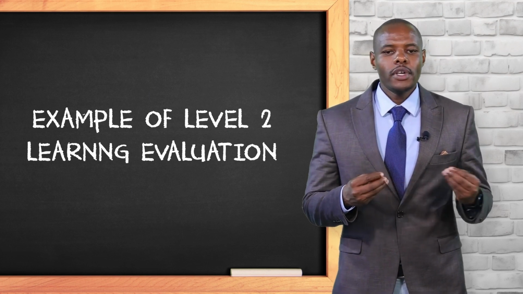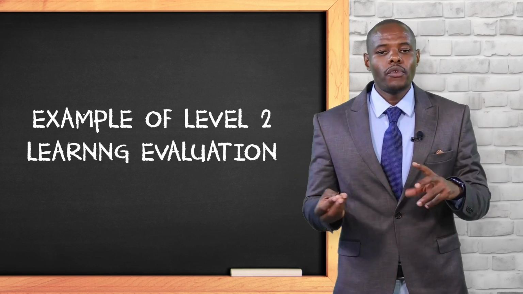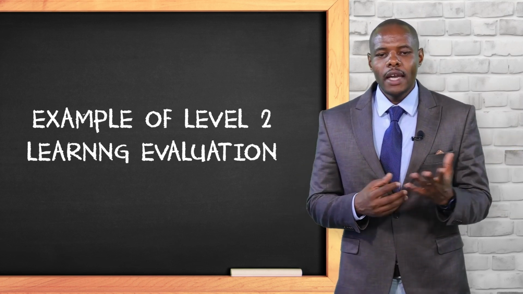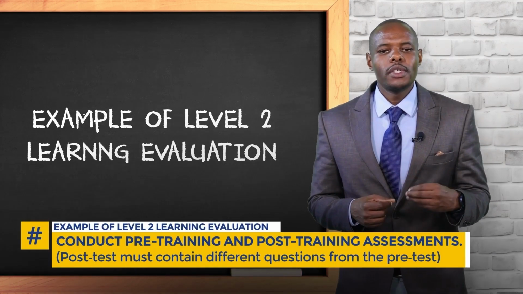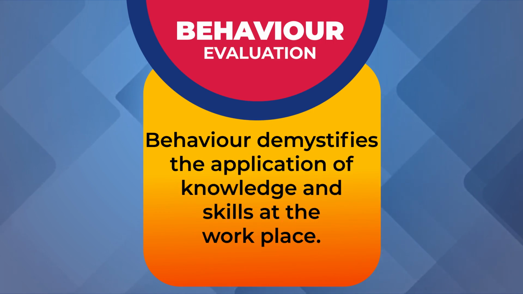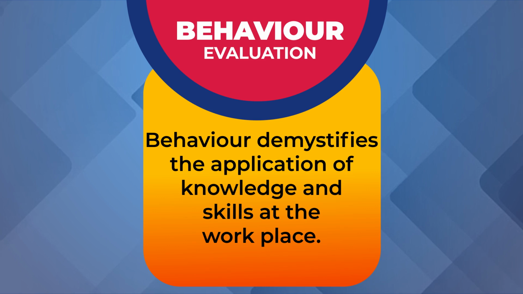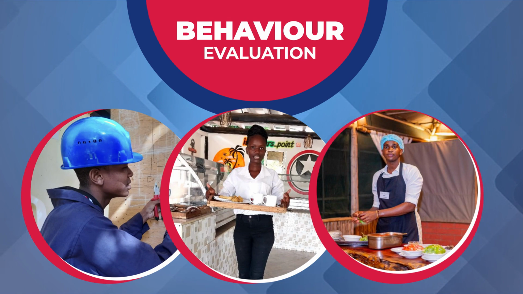The learning, of course, tries to look at how well the objectives of the learning were achieved from a trainee's point of view. And here we can use many ways. For example, assessments, you can also use tests and such like things. The third level looks at behavior, and behavior tries to demystify how the knowledge and the skills that were gained are being implemented in the world of work. How well are they utilizing these skills that they gained out of the training?